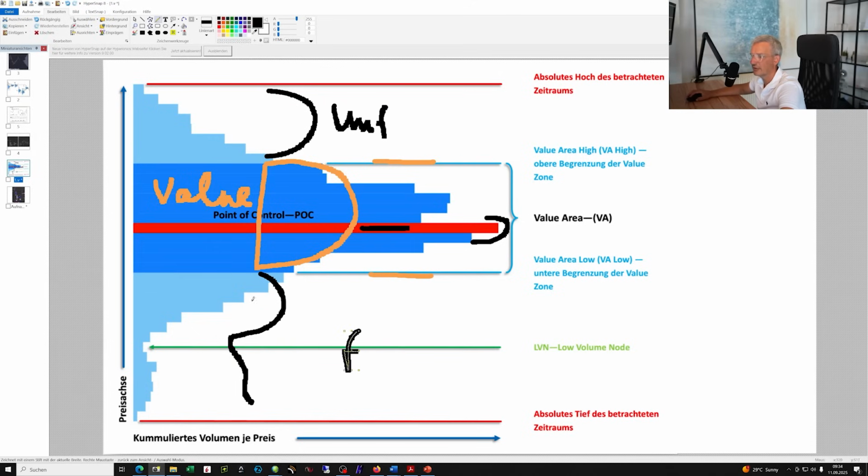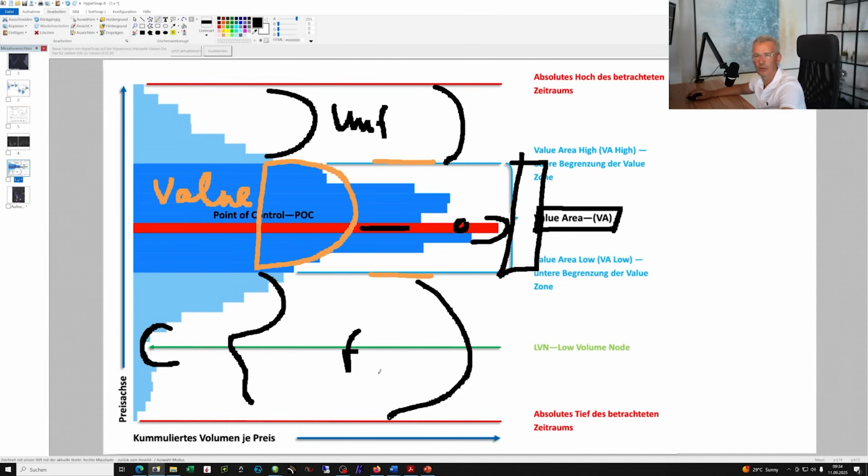And then there are also the so-called low volume nodes. These are price areas where the market has shown very little trading volume at the corresponding price levels. To summarize again, there is the value area, which is this boundary here. There is the point of control, which is the point with the highest trading volume. And there are the unfair price areas for the corresponding time frame. These are simply the price areas that the market has not accepted much and where little trading has taken place.